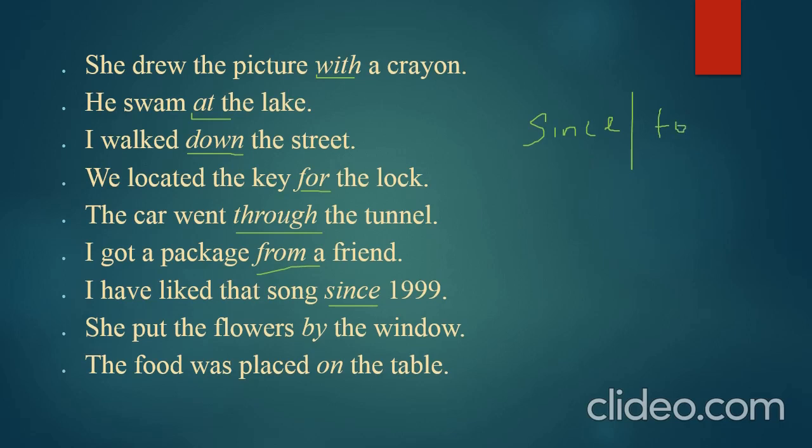You may have this idea about this. She put the flowers by the window and the food was placed on the table. So whenever we are going to show a position of something that is above, that is on. If this is going through something else, we use by. If it is describing the time, we use the preposition since, right?